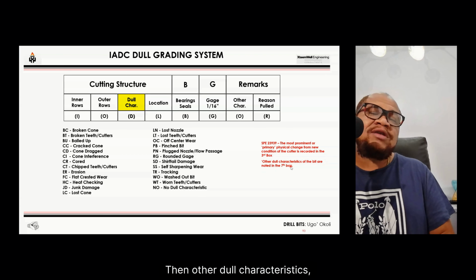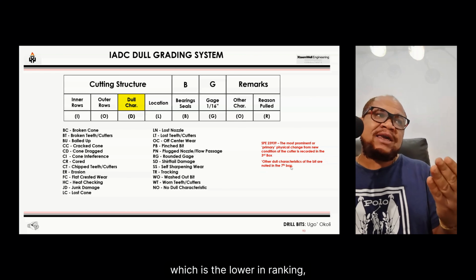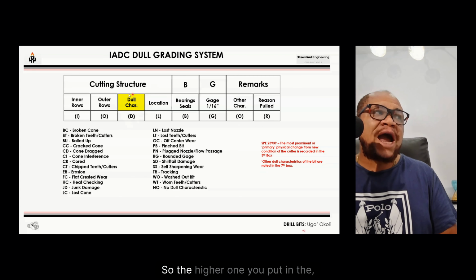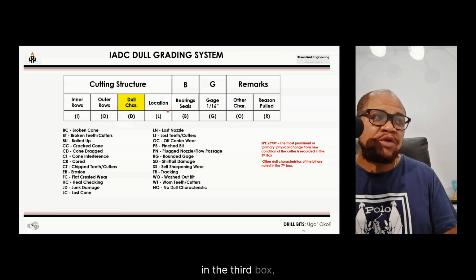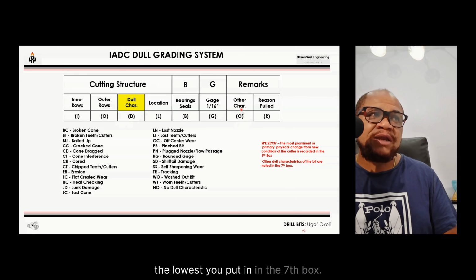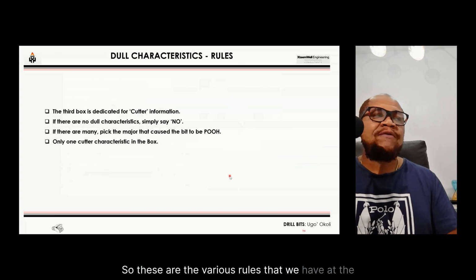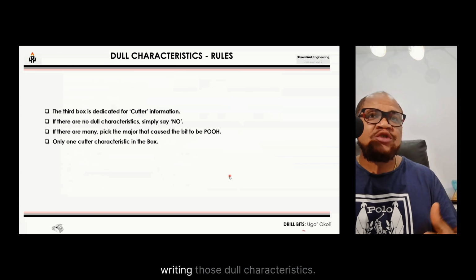Then the other dull characteristic, which is lower in ranking, is what you want to put in this seventh box. So the higher one you put in the third box, the lower one you put in the seventh box. So these are the various rules that we have at the back of our mind when writing those dull characteristics.